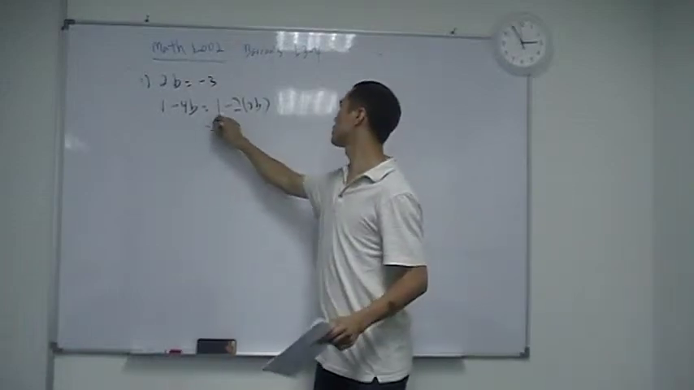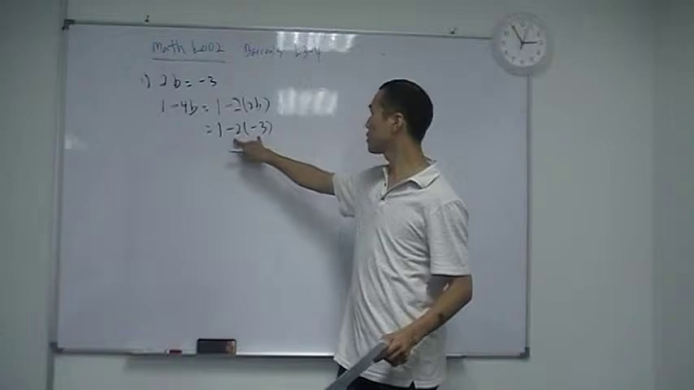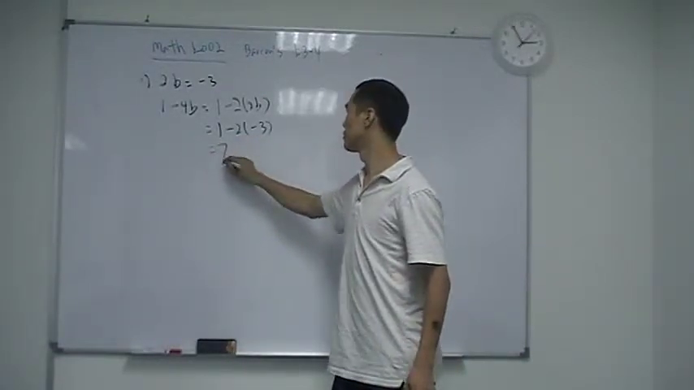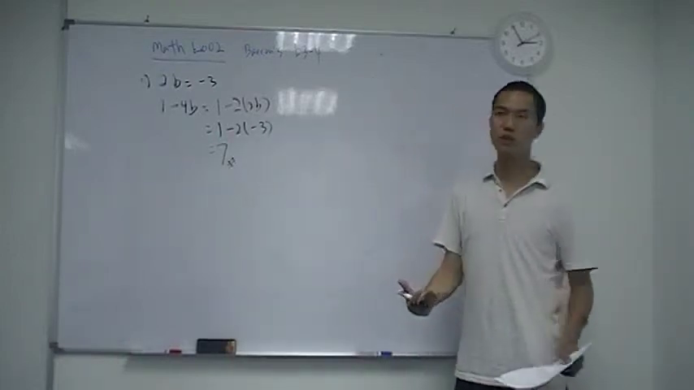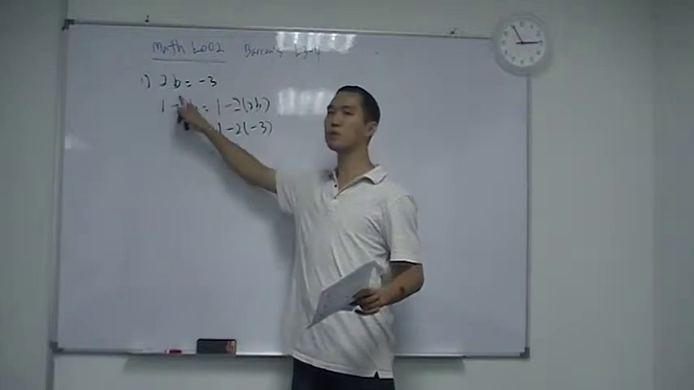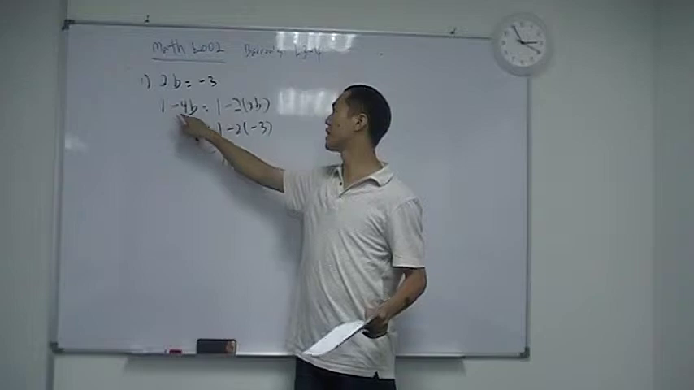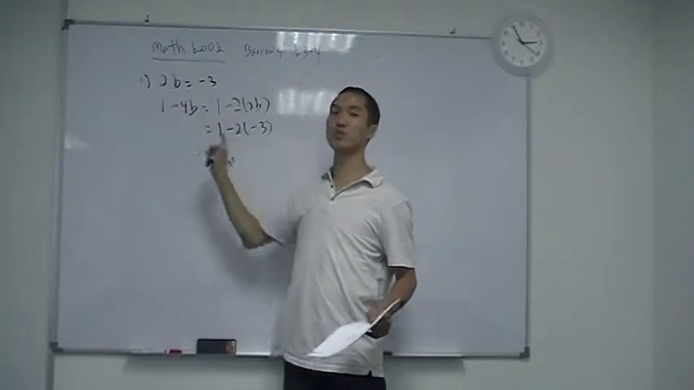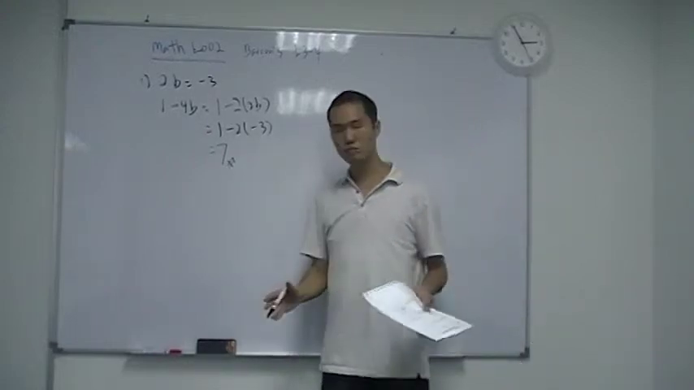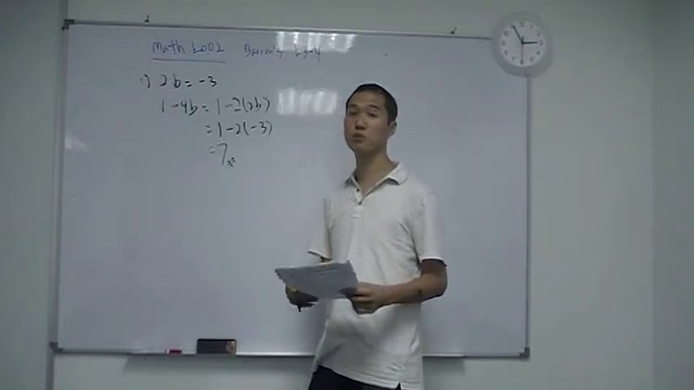So you notice that this is 1 minus 2 times negative 3. So negative 3 times negative 2 is positive 6, plus 1 equals 7. If I do this mentally, it's actually very easy. Remember, 4b is 2 times 2b, so 2 times this is negative 6. Negative 6 becomes positive 6, plus 1, which equals 7. Technically this question should be done in around 5 to 10 seconds. This is just a step to show you how you're supposed to do it.